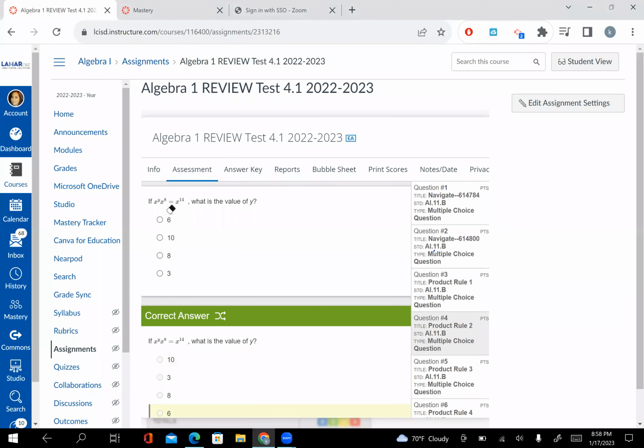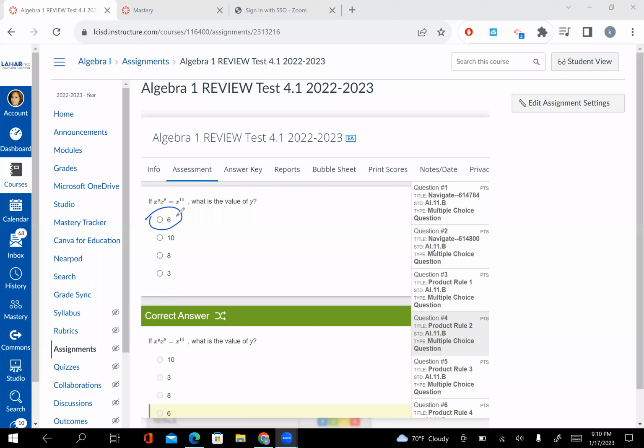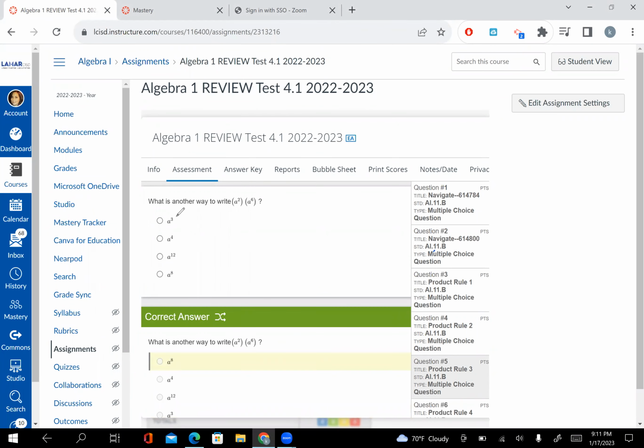Okay, our next question here. It says we have x to the power of y times x to the power of 8, and that equals x to the power of 14. Well, this is just like the other one that we had before. So we're saying basically 8 plus what is 14? So we know that 8 plus 6 would be 14. Okay, I'll erase that.